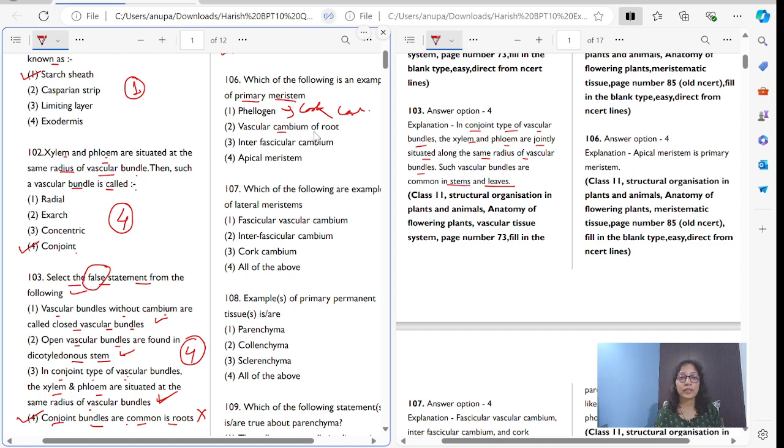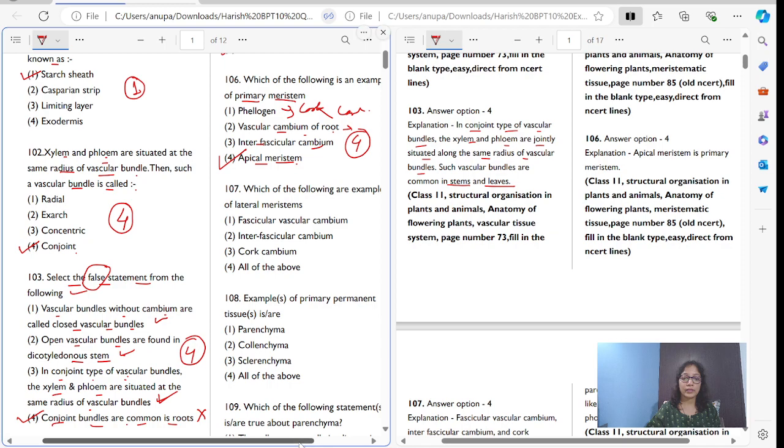Second option is vascular cambium of fruit. Vascular cambium is also a secondary meristem, hence it is also not the answer. Interfascicular cambium, it is also a secondary. And the fourth option is apical meristem. This is the correct answer. Apical meristems are the primary meristem. So the answer for this question will be option number 4, that is apical meristem.